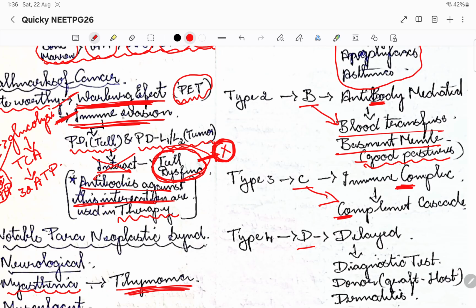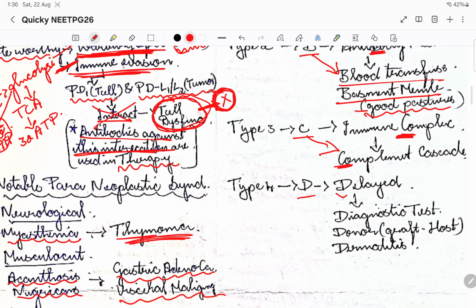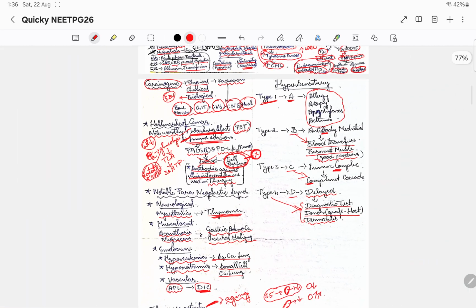So C for C. Then D for D, delayed hypersensitivity, which covers diagnostic tests that we do, for example the Mantoux test and all these things. Some reaction tests that we do are D, right? Diagnostic test. Then donor graft versus host reaction, this is also D. Type 4 hypersensitivity is what is happening. Dermatitis is also a type 4 hypersensitivity reaction.